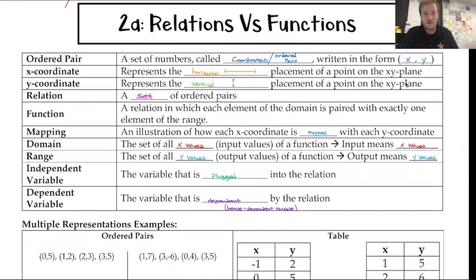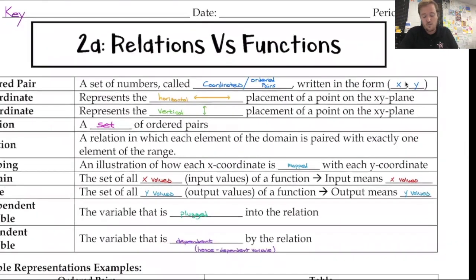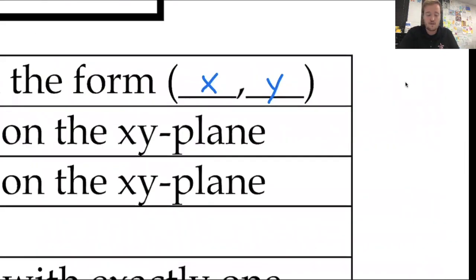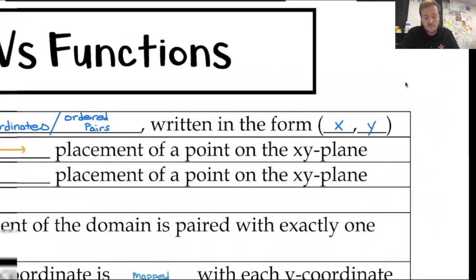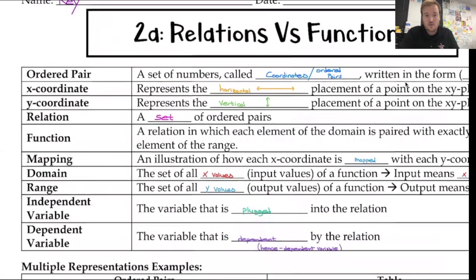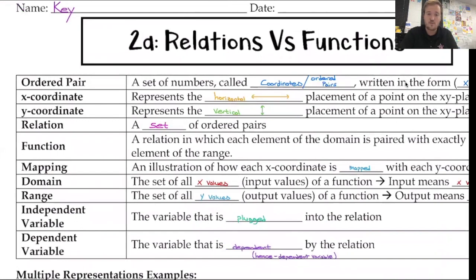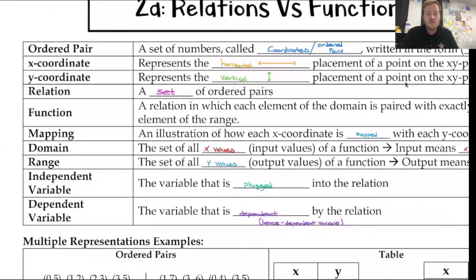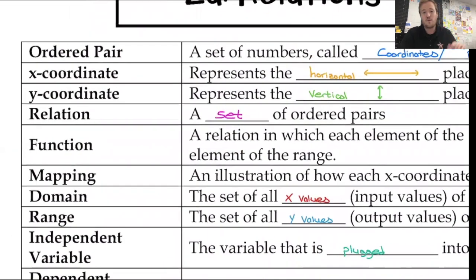So an ordered pair is just another way of saying a coordinate. So it's going to be written just as we have seen before, just as an x comma y with parentheses. So your x coordinate represents your horizontal placement, so it's going to be along the x axis, and then your y coordinate represents your vertical placement on the y axis.